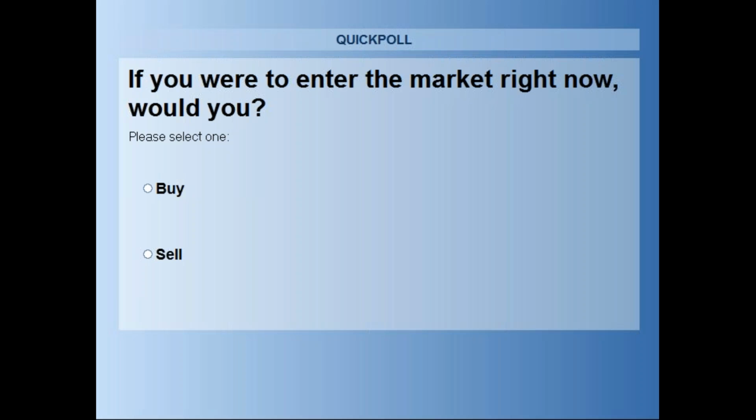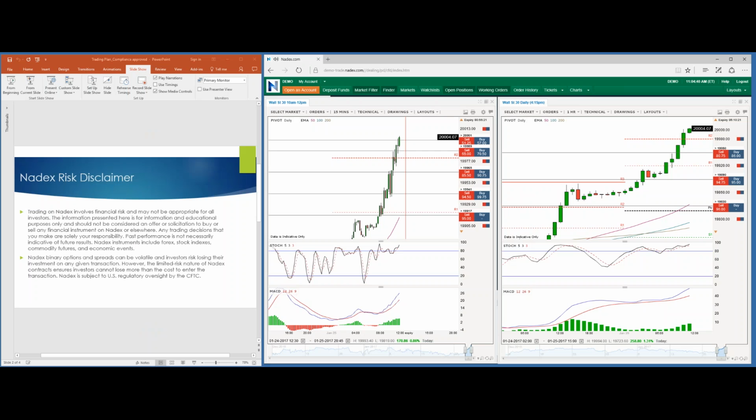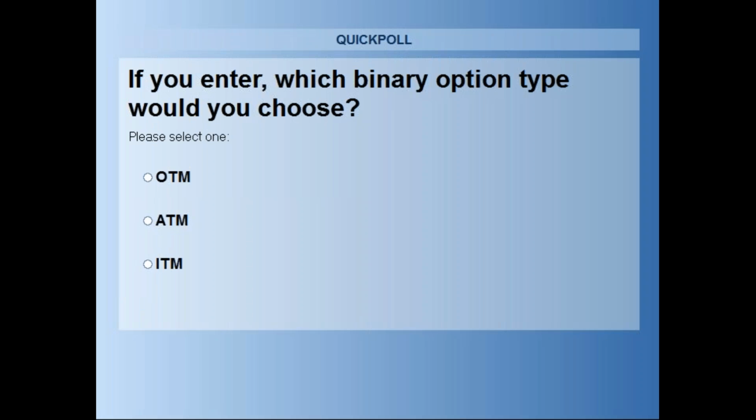Now that you know whether you're going to buy or sell, there's still a remaining question, and let's get that one up. If you enter, which type of binary option would you choose? Out of the money, at the money, or in the money? Just choose which one you would like. There's no right or wrong answer here. It's what you would choose to do.